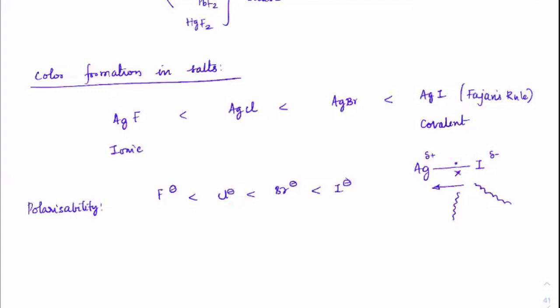Are you getting it? That is why in all the cases, as you go down the group in the periodic table, the color will always increase, because their polarizability will start increasing. In ions, the polarizability increases and the tendency to give colored compounds increases. Otherwise, everything simply gets reflected.